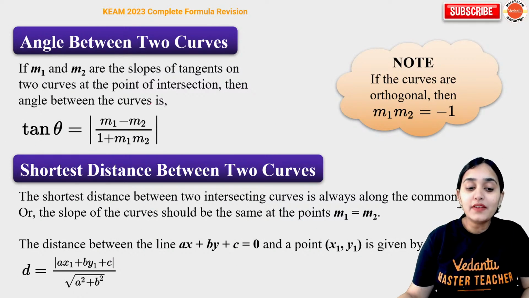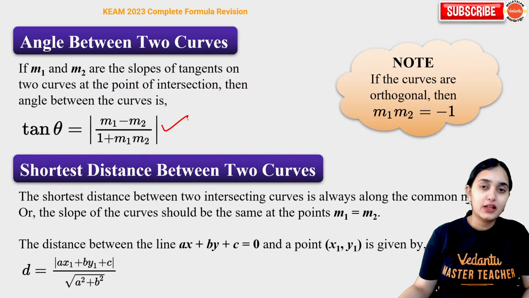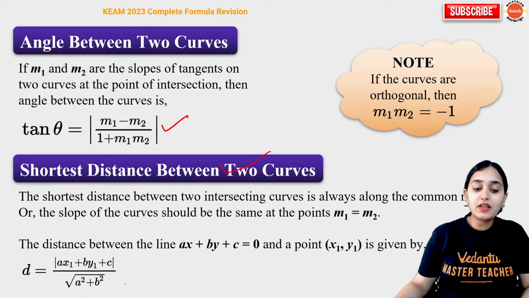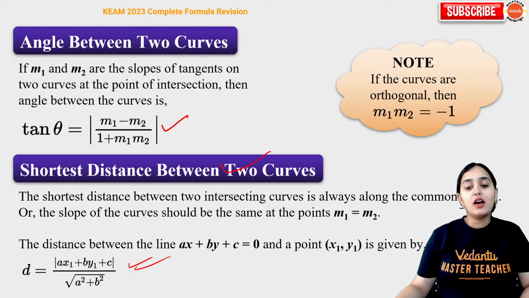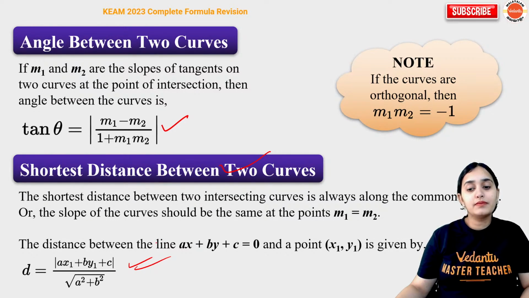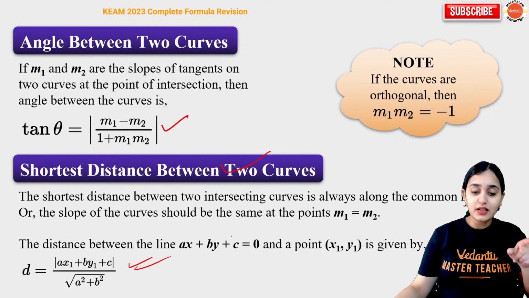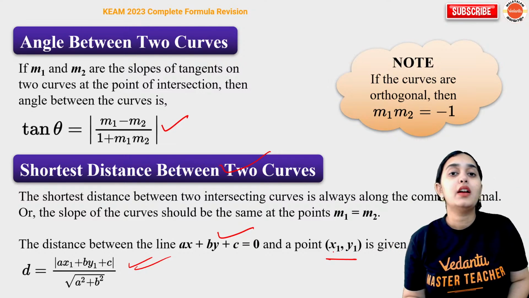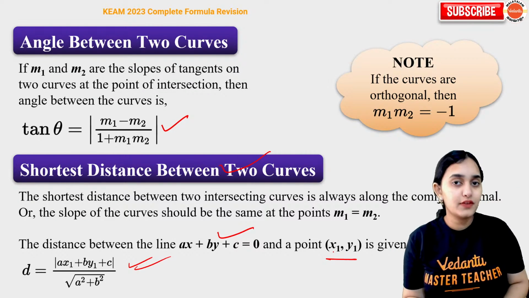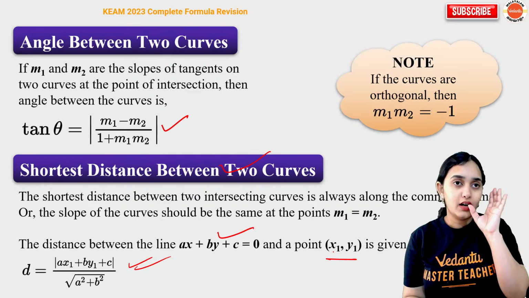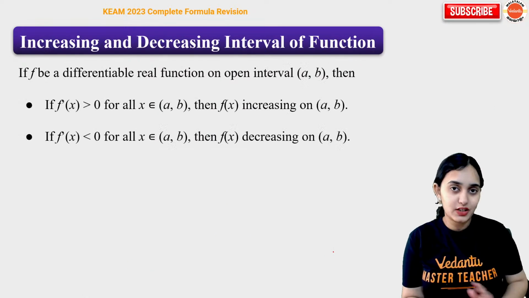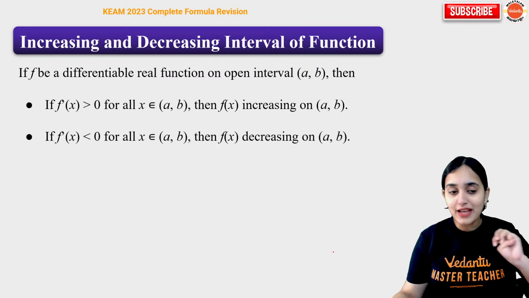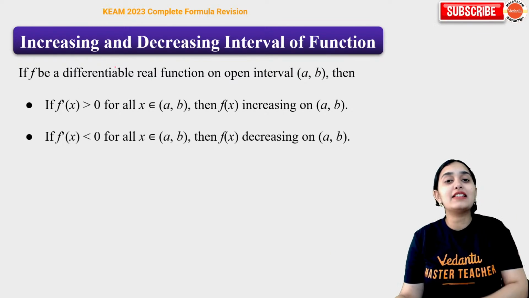Next, angle between two curves: tan theta equals (m1 minus m2) upon (1 plus m1 m2). Shortest distance between two curves, simply, no, not two curves. It is the distance between a curve and a point. You put that point on the curve and divide by the square root of the sum of squares of all the coefficients.